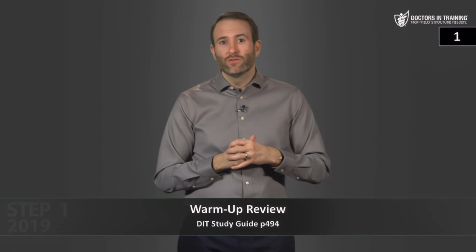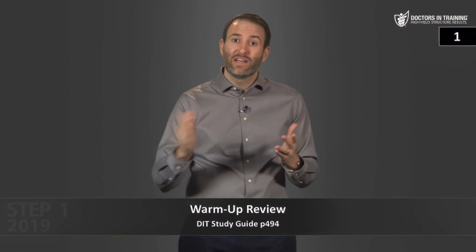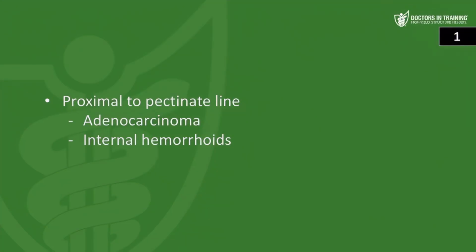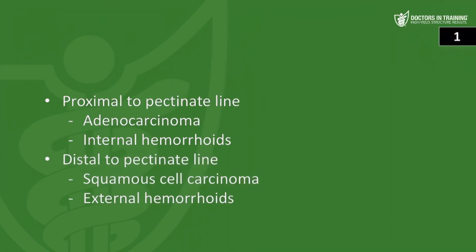It's time for another warm-up review. Let's get going. What rectal diseases are found proximal to the pectinate line, and what diseases are found distal to the pectinate line? So proximal to the pectinate line, you would see adenocarcinoma, so we're talking about colorectal cancer, and then also internal hemorrhoids. Now distal to the line, you can see squamous cell carcinoma, which would be anal cancer, and also external hemorrhoids.